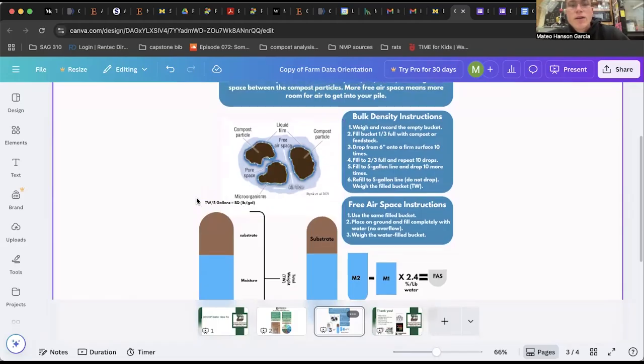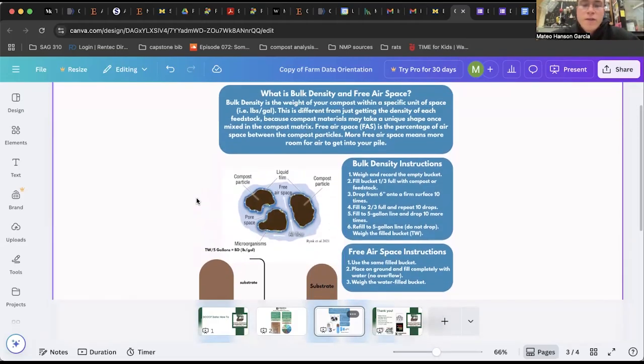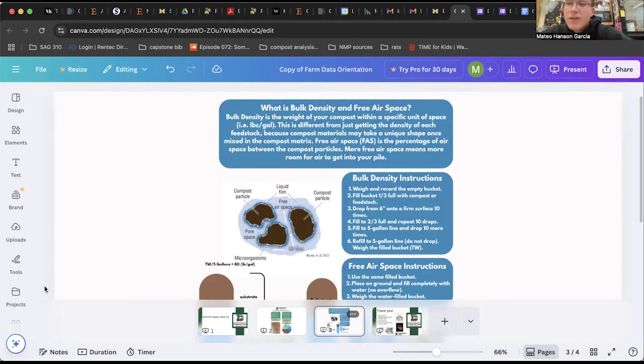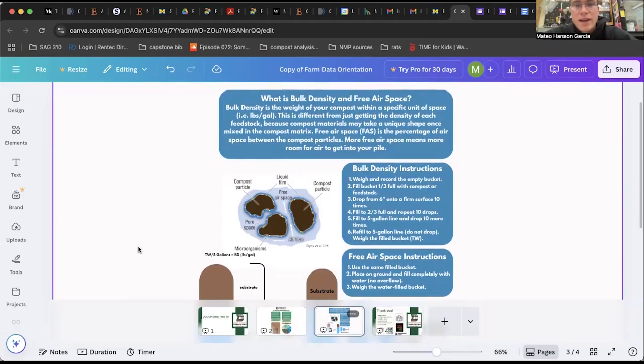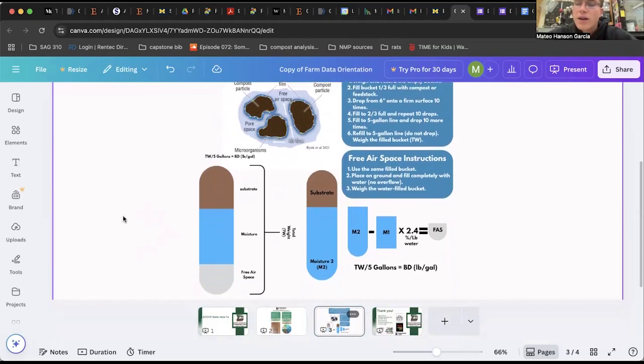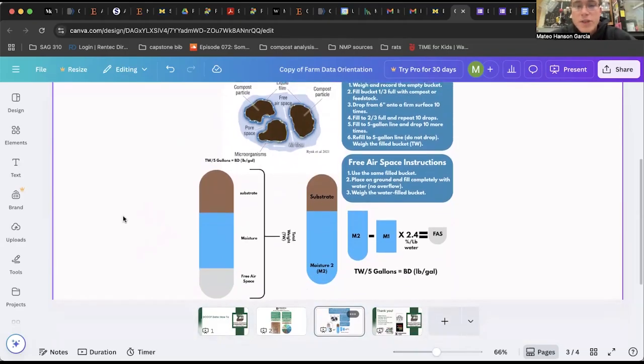And why do we want free airspace? Well, it's important for our microorganisms to be able to breathe air. Compost is a matrix. It's got water, it's got particles, and the ability for air to percolate through said particles, through the space of a relatively large pile, is important as we want to facilitate both safe and efficient decomposition of our food waste. And there are the instructions listed here. We're going to flick to a short video of me doing said things.